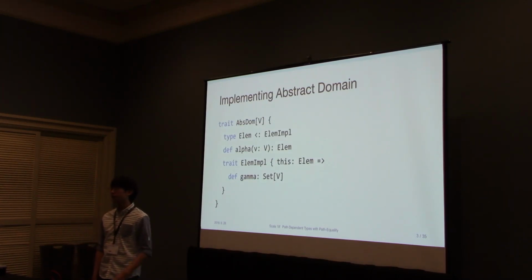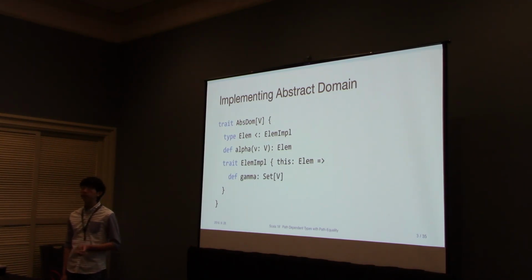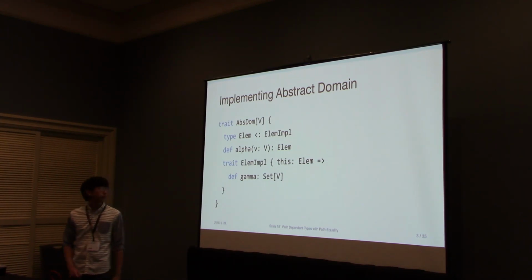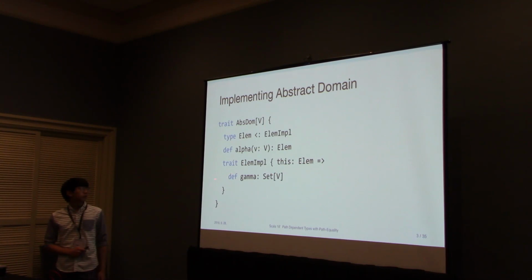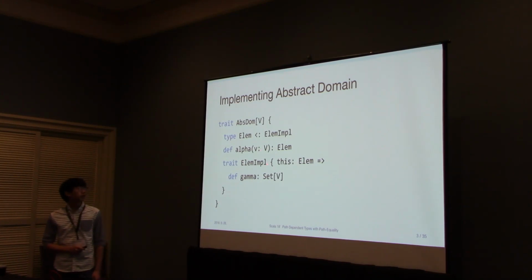So let's see how we can implement an abstract domain in Scala by using its features. We define trait Domain with type parameter V. V is its corresponding concrete domain. And it has an abstract type member Elem. Elem is the type of its abstract element. Instead of defining Elem as a trait or a class, we separate its implementation into another trait named ElemImpl. The two definitions are coupled by using an upper bound and a self-type. Also, we declare the signatures of the alpha and gamma functions.